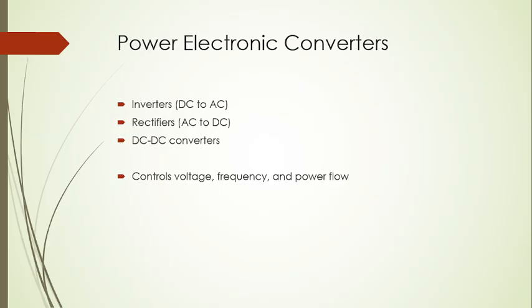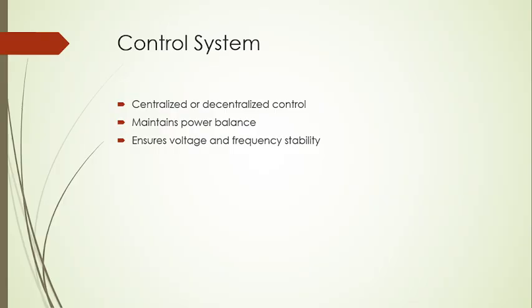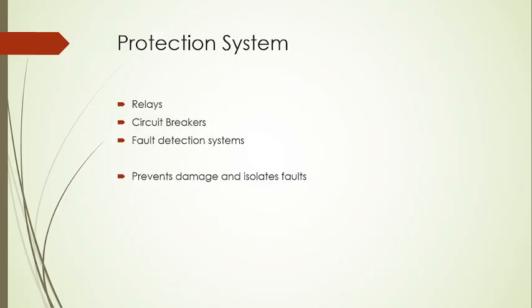The next component is power electronic converters. The major components are inverters, rectifiers, and DC to DC converters, which are used to control the voltage, frequency, and power flow. The loads are residential loads, commercial loads, industrial loads. They may be classified as critical and non-critical loads. If it is a hospital site, it is called a critical load. If it is residential, it is called a non-critical load. So it is classified based upon need, and the power utilization would be different. In terms of control systems, there are different types, centralized and decentralized control, which are used to maintain power balance and ensure voltage and frequency stability.